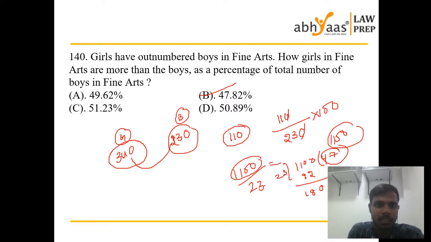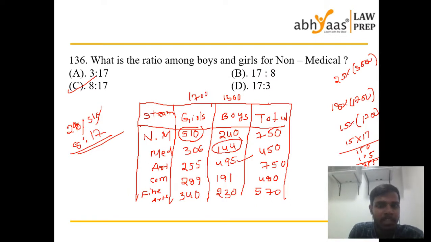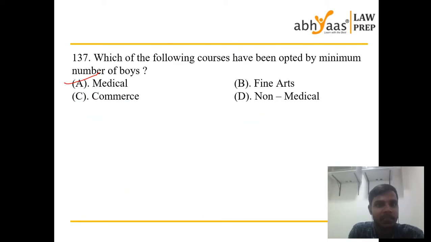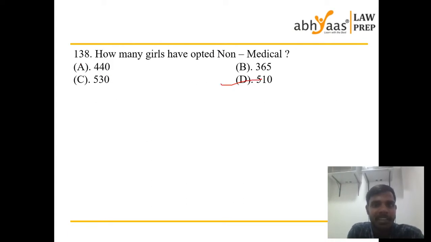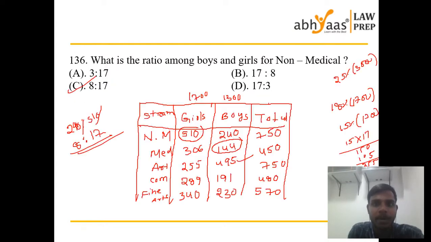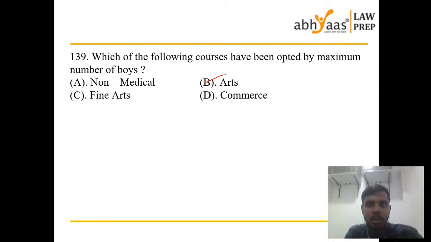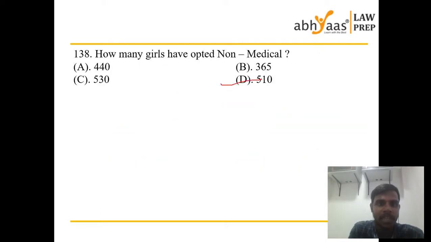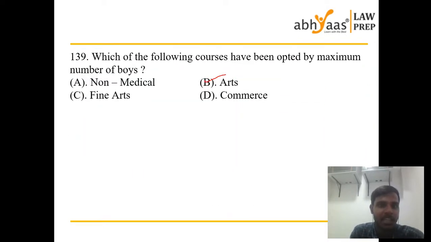Okay. See, in the first set, this 136th question can be done without taking the whole table, without drawing the table. For 137 and 139, we need to draw the full table. For 138th question also, how many girls opted for non-medical? So directly we can do this from the first statement itself. So the people who are not spending more time in quant can do these three questions within 3 minutes. If you want to leave, question number 137 and 139 can be considered as a bit calculative. The remaining three are very easy.